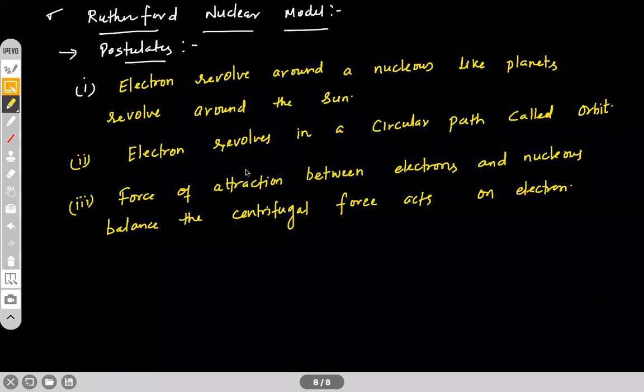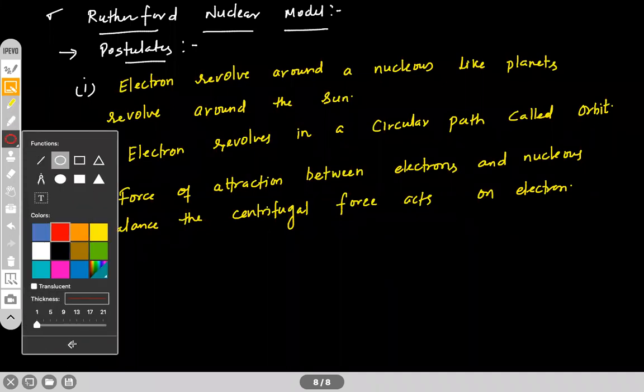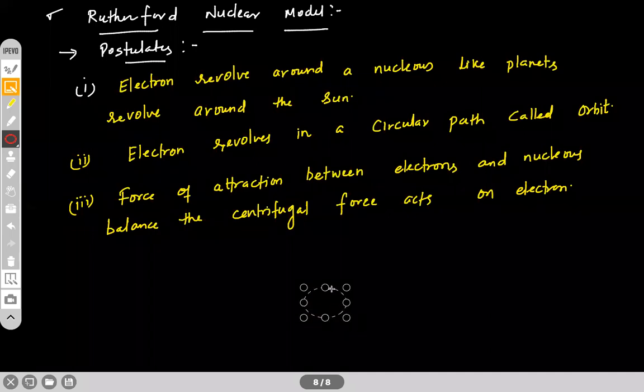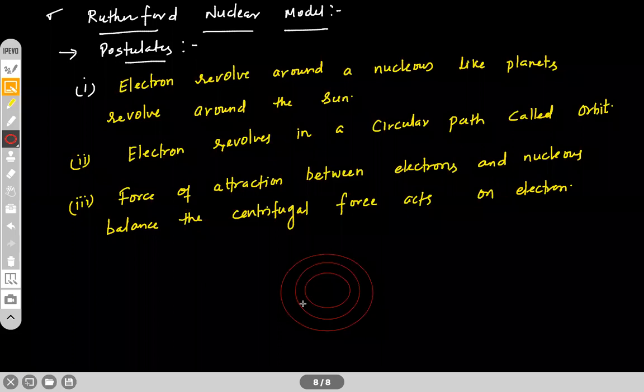Right, so these are the 3 points we have here. Now, in this also, we have a drawback, right? So what he said, first of all, you try to understand. He said that obviously we have a nucleus. So we have an atom, and around an atom there are different orbits present like this. There are different orbits present, and electron revolves in these orbits.